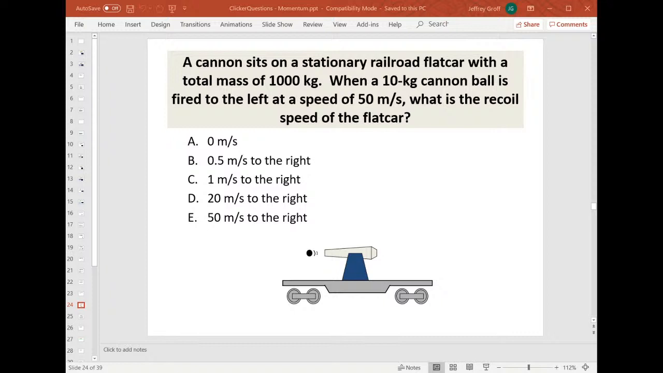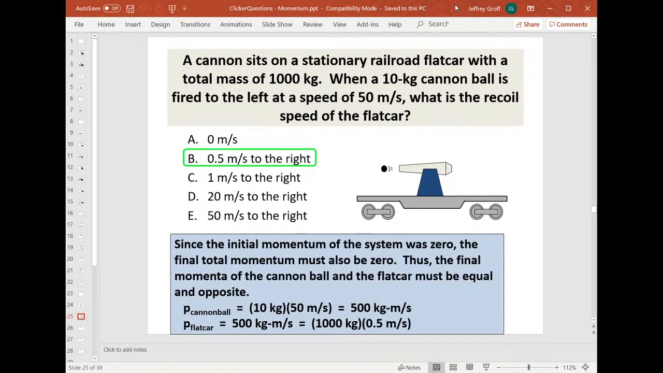All right. I'll give you another 30 seconds. All right. Good. Okay. So here's the correct answer. 0.5 meters per second to the right is the correct answer.